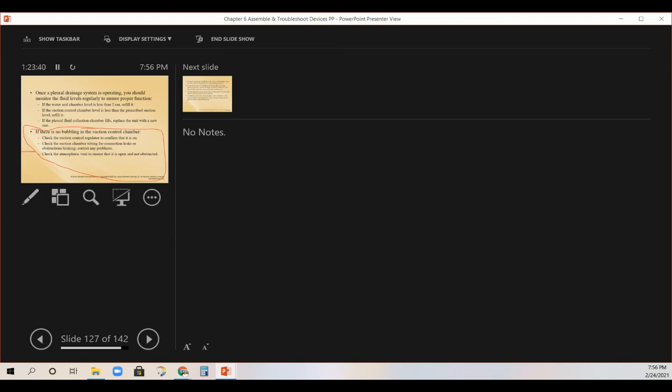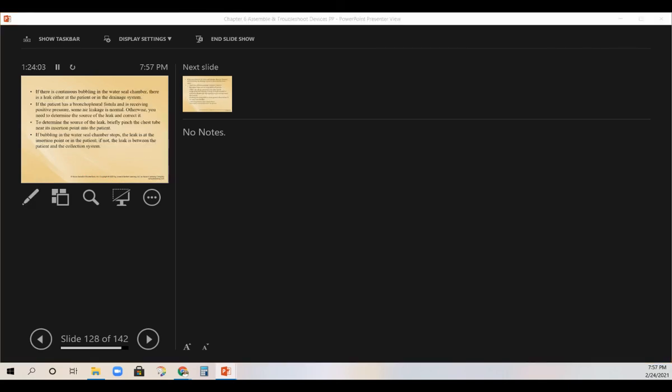All right, so if there's no bubbling in the suction chamber, check the suction control regulator to confirm that it is on. Check the suction chamber tubing for connections, leaks, or obstruction or kinking. Correct any problems. Check the atmospheric vent to ensure that it is open and not obstructed. So those are the things that you would do on the boards if they asked you that.